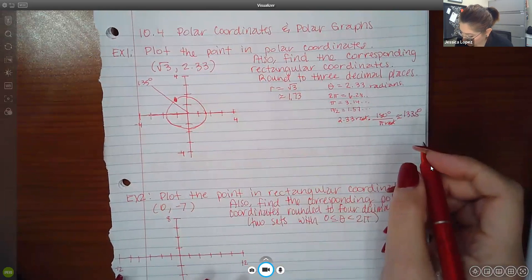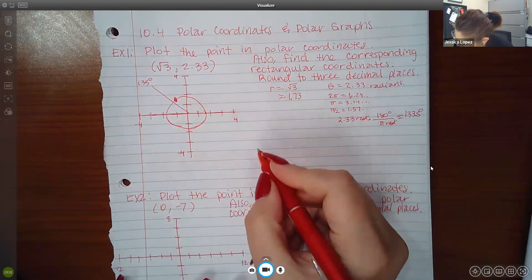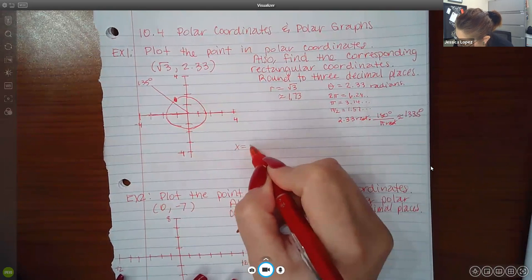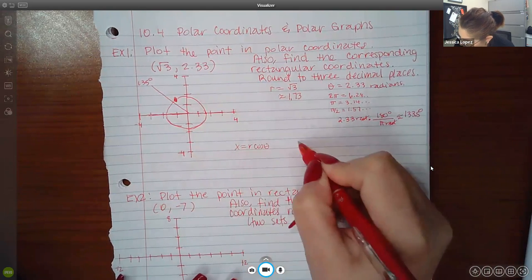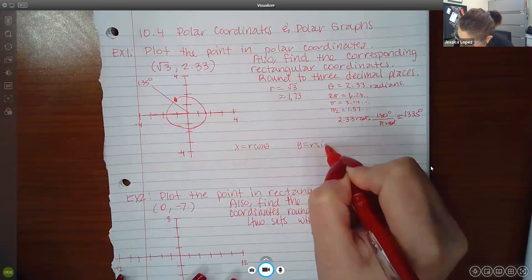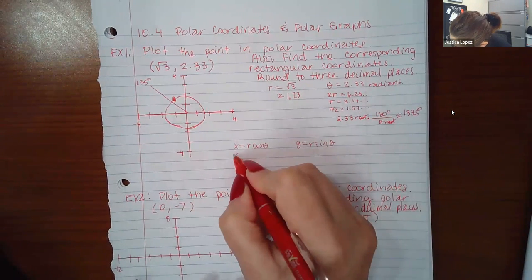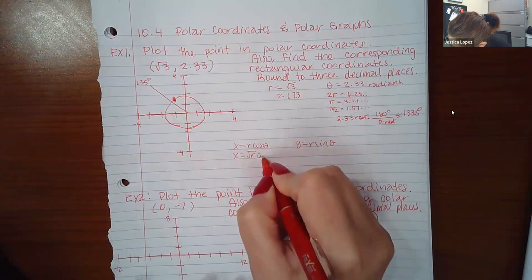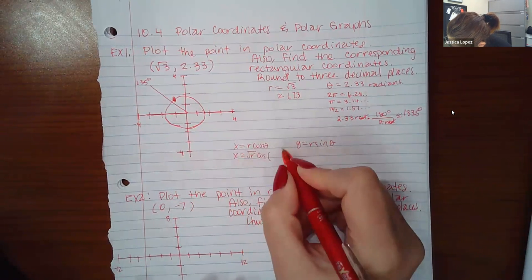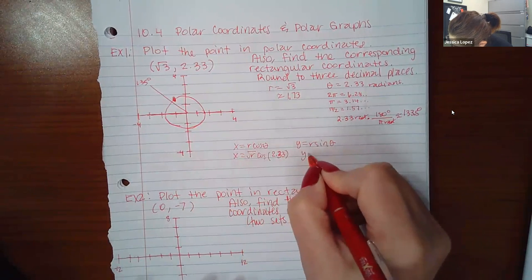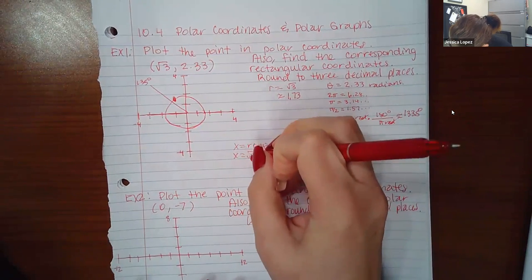Now, as far as converting it to rectangular coordinates, it'll even confirm the location once we convert it. So in rectangular coordinates, we know that x equals r cosine theta and y equals r sine theta. So we're just going to plug in r and plug in the radians. Just make sure your calculator is in radian mode when you try to plug in these numbers.